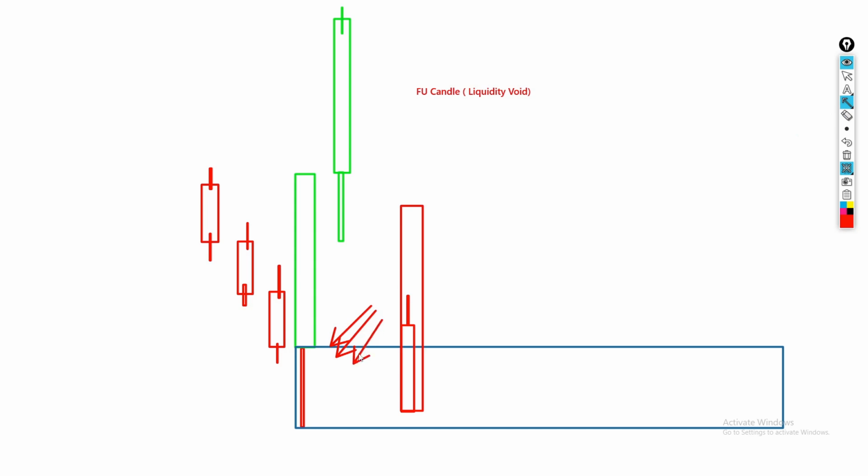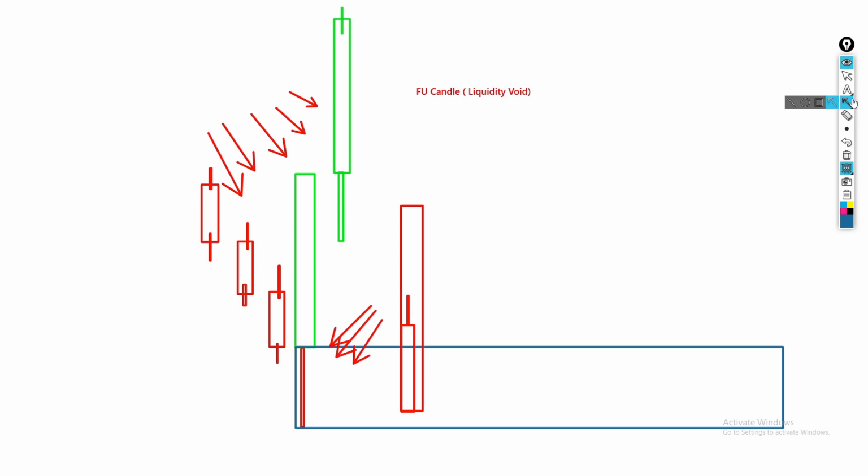And this is where liquidity has been grabbed, and it happened very fast, and for that reason is why you get that sharp and quick reversal right here. So that is really all there is for the FU candles. There's not much theory to it.